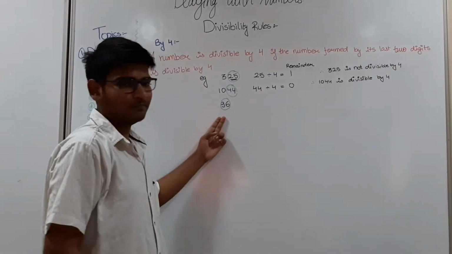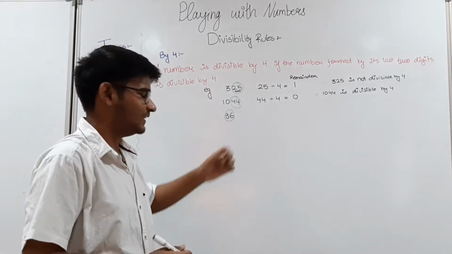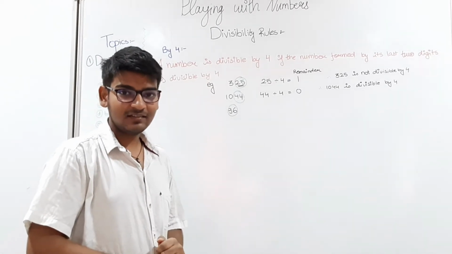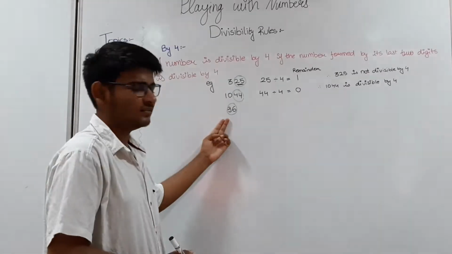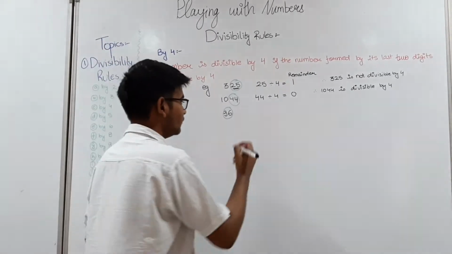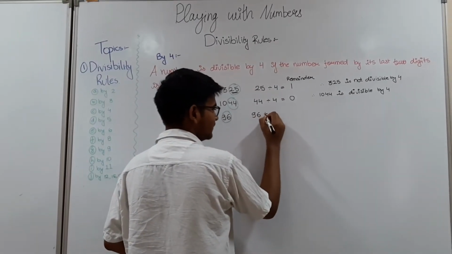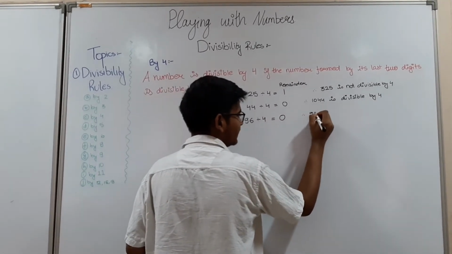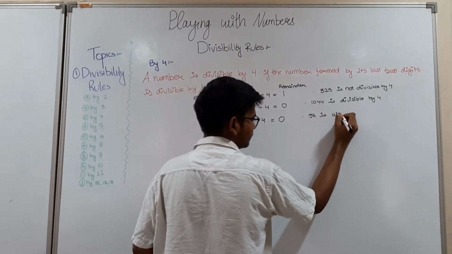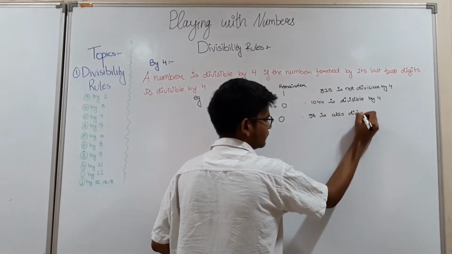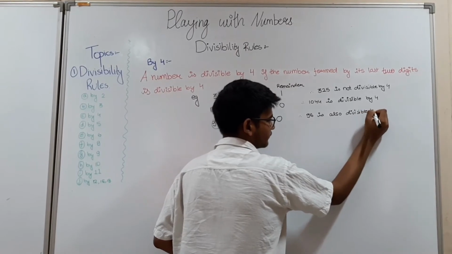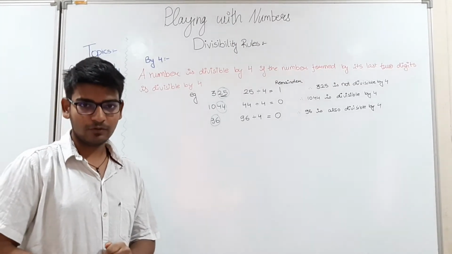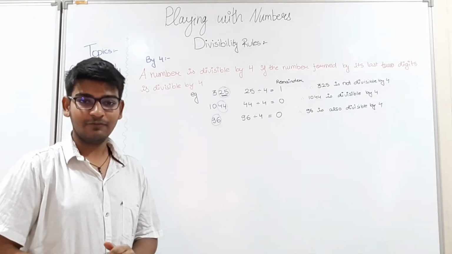Now let us take the example of a two-digit number, that is 96. In this number there are only two digits, so we will take the last two digits, that is the number itself. Since 96 divided by 4 also leaves the remainder 0, therefore 96 is also divisible by 4. So whenever the last two digits are divisible by 4, then the number itself is divisible by 4.